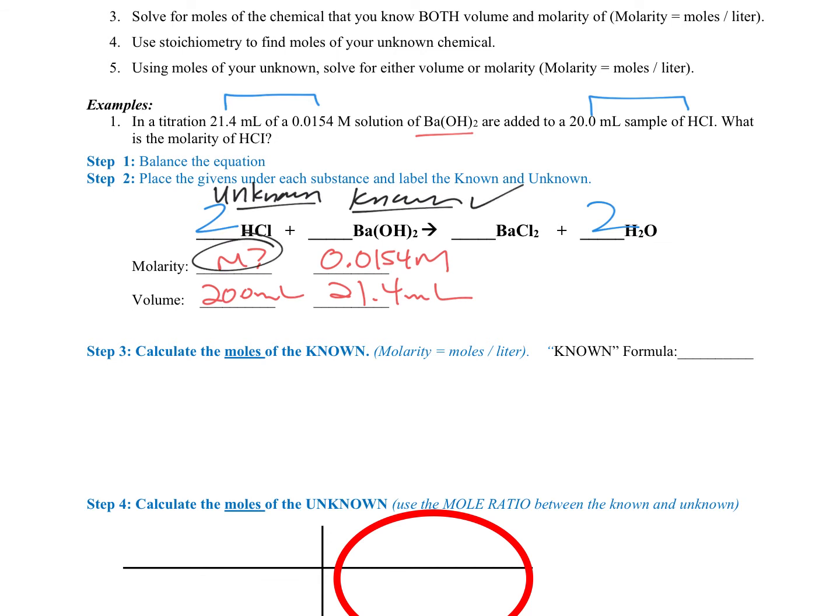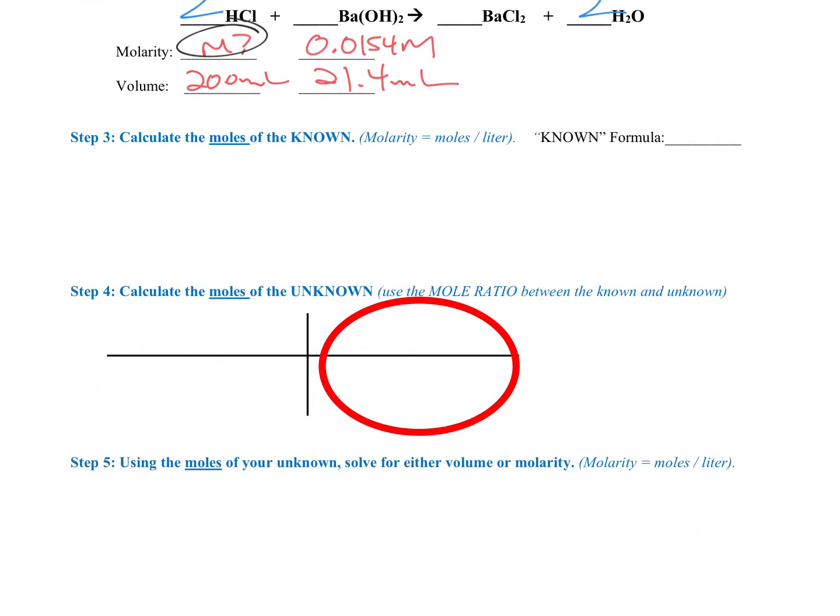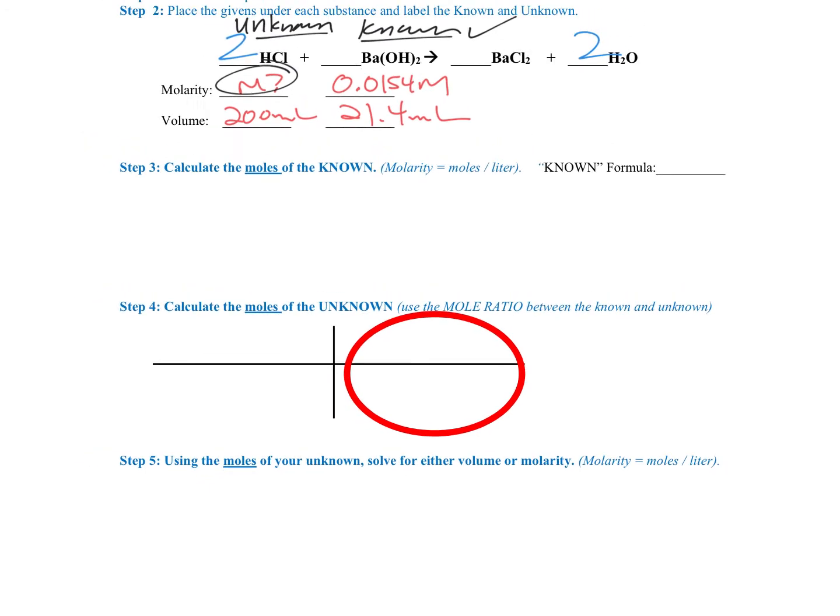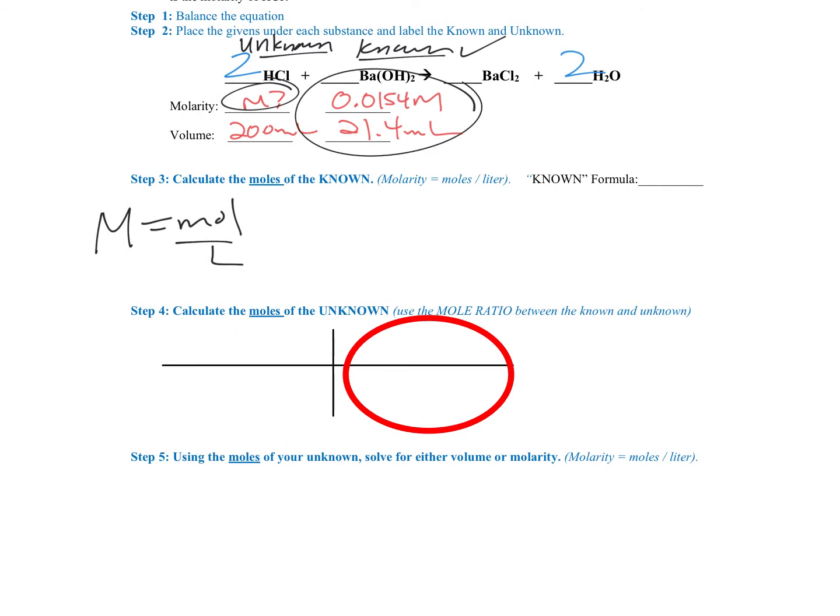So steps 1 and 2 are good steps, but really, when I think of titration, I think of the next 3 steps: steps 3, 4, 5. Calculate the moles of the known, calculate the moles of the unknown, and then use your molarity formula to figure out your missing piece. So we want to calculate the moles of our known, and we're going to do that by using our molarity formula.